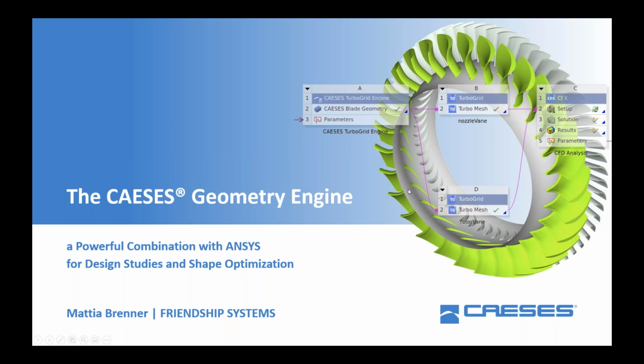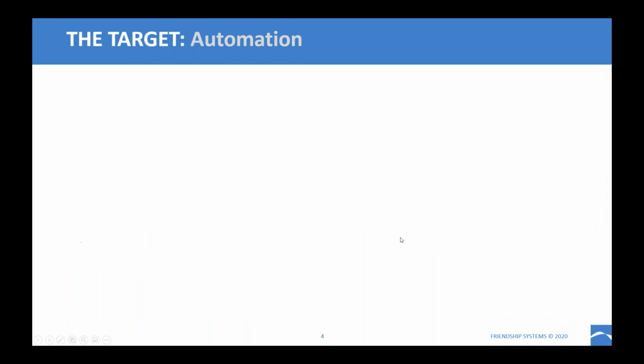Great, thank you for this feedback. I think we have a pretty good mix here of people who bring along more or less experience, and I think the content of this webinar will address everyone within the spectrum. So let's get started. The target of what we are doing with our tool CAESES at Friendship Systems is automation of the design process, or specifically automation of certain steps, at least, of the design process.